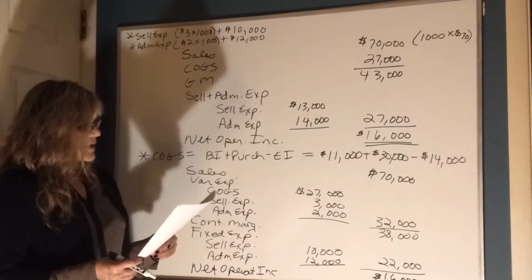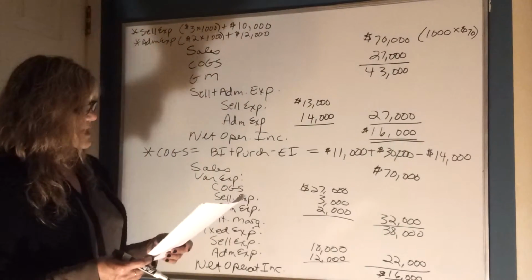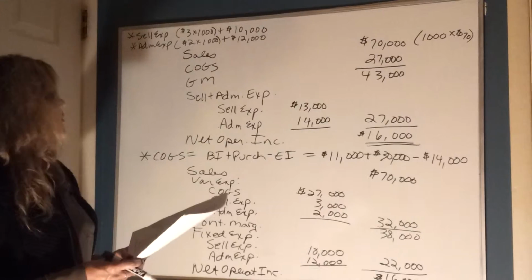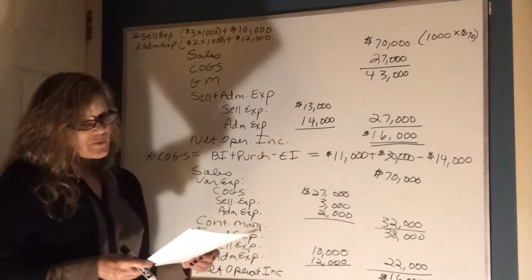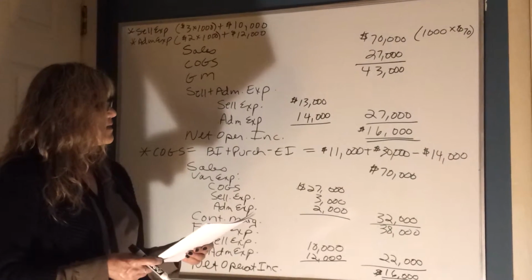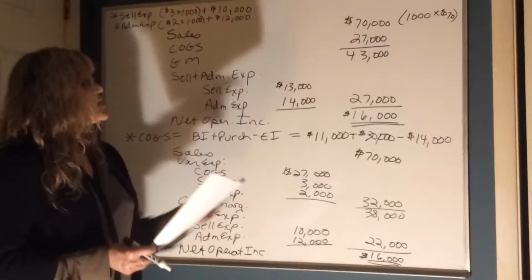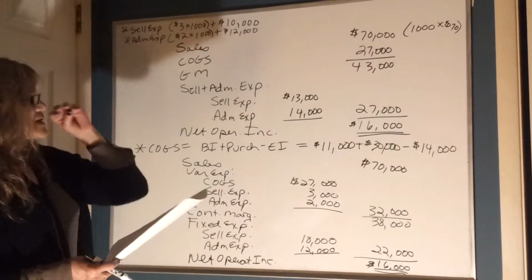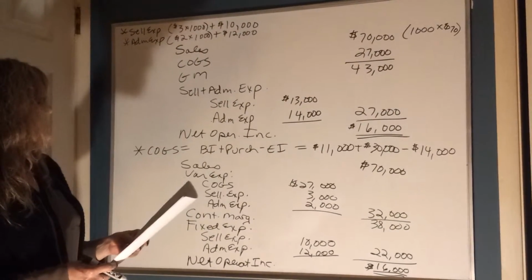So the way we would figure out our sales are our units, which were 1,000 times 70, and that gave us 70,000. Our cost of goods sold is beginning inventory of 11,000 plus purchases, which were 30,000, minus ending inventory, which is 14,000. So that gave us 27,000. So our gross margin is the 70,000 minus 27,000, which is 43,000.